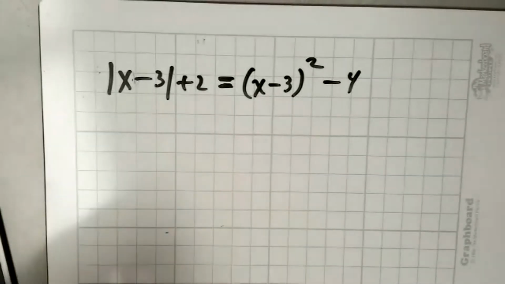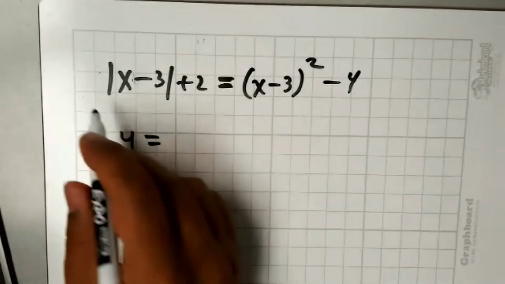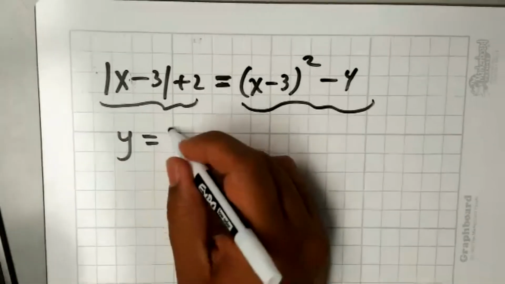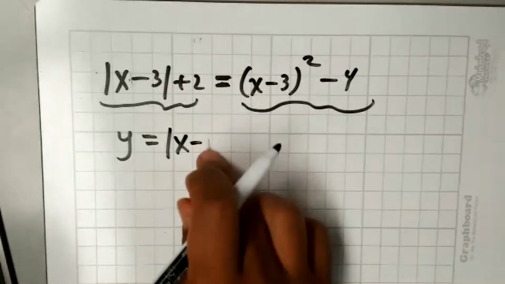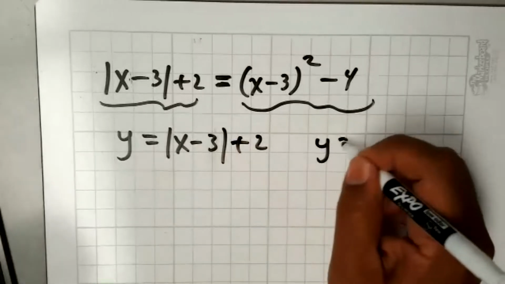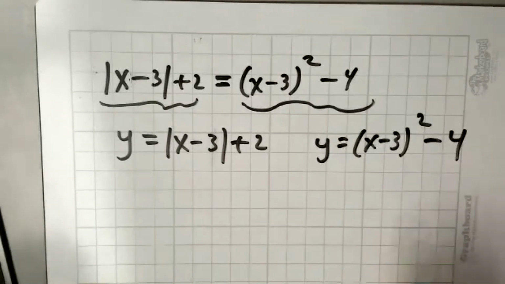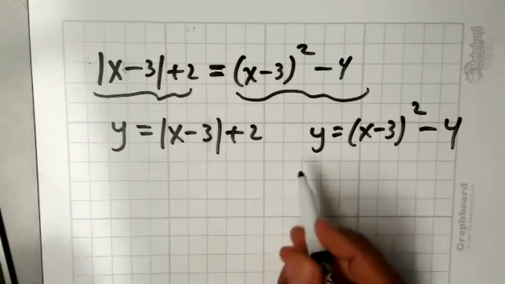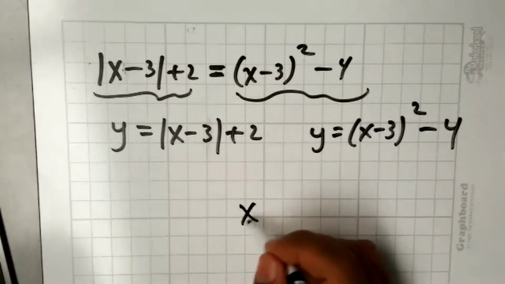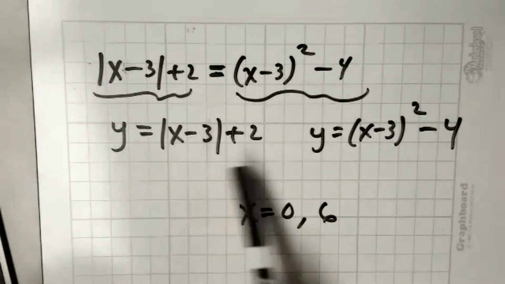If we make it a little, I don't want to say more complex, but more interesting. Now we're just going to graph this side as a y function and this side as a y function. So y equals absolute value of x minus 3, plus 2, and y equals (x minus 3) squared minus 4. I'm essentially asking, where do these functions intersect? And they'll intersect at x values 0 and 6, I believe, if you graph them on Desmos.